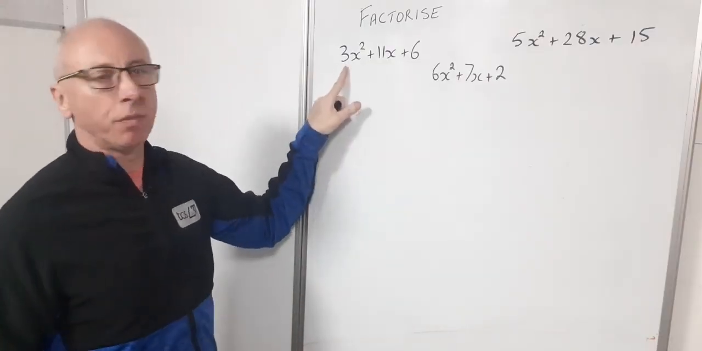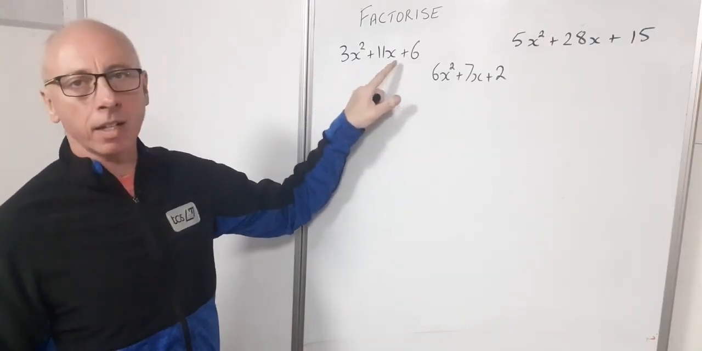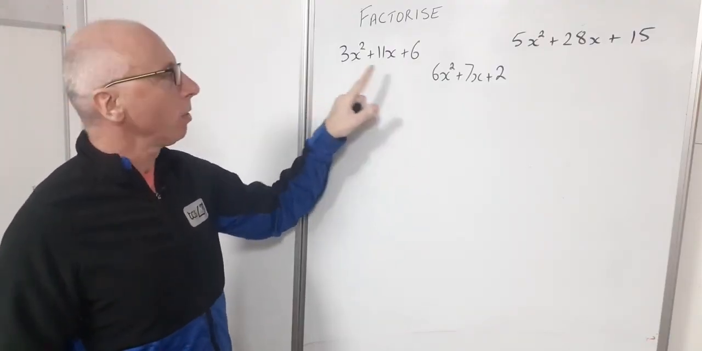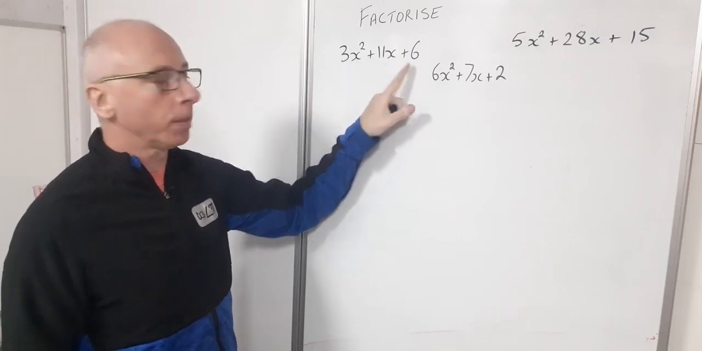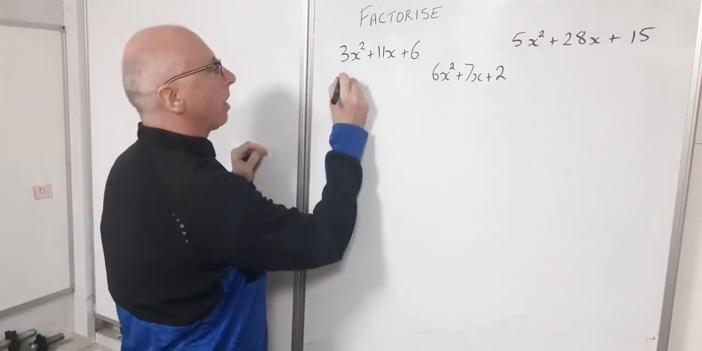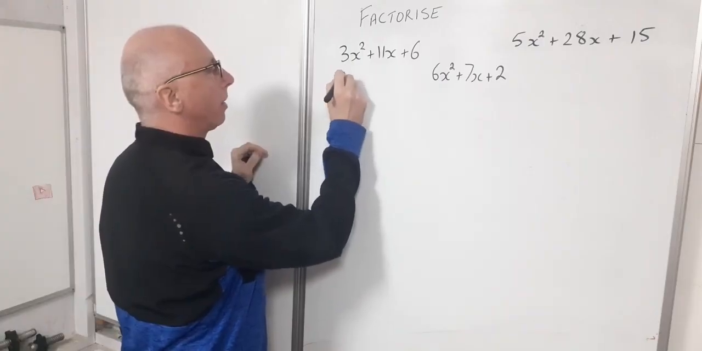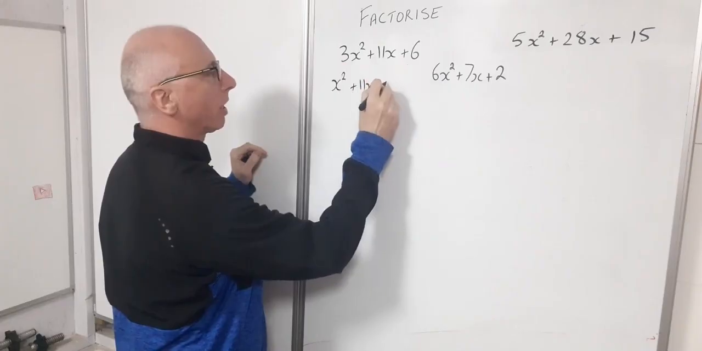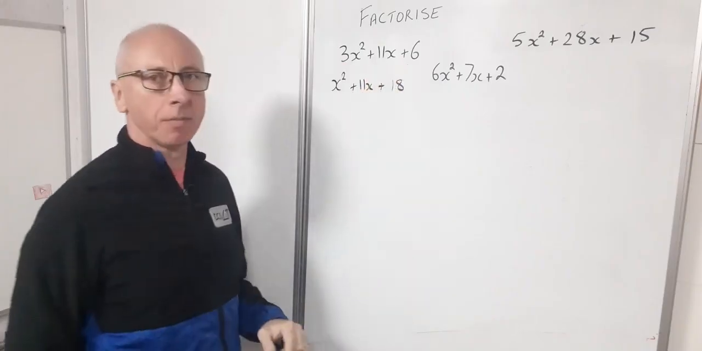So let's look at this one first. 3x squared plus 11x plus 6. So what we do first of all, the a value, we multiply with the c value and take this one away. So then what that would be is x squared plus 11x and then times this 6 by 3. So that gives us 18.